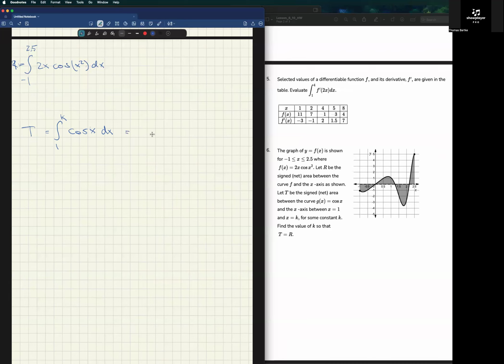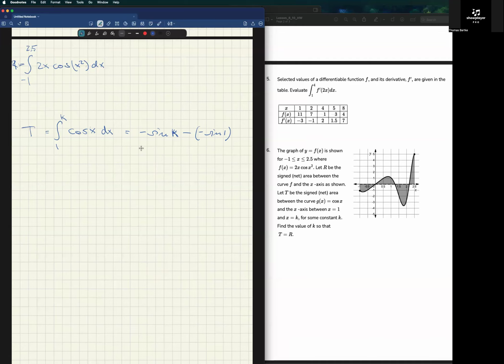Let's start with this one. This is an easier one, right? So the antiderivative of cosine is minus sine of x. So this is going to be minus sine of k minus sine of 1 there.